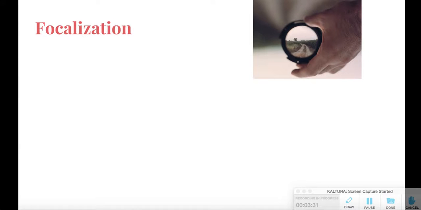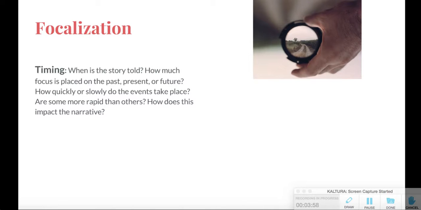As Jonathan Kohler reminds us, point of view is one element of explaining who tells a story. Another element is focalization, or what we're allowed to see through the narrator's telling. You can think of focalization as a lens that the narrator applies to the way a story is told, and what we as readers have access to as the events unfold. Some elements that contribute to that lens include the timing. From what point on a timeline is the story being told? How much focus is given to the past, the present, or the future? How quickly or slowly do the events take place?